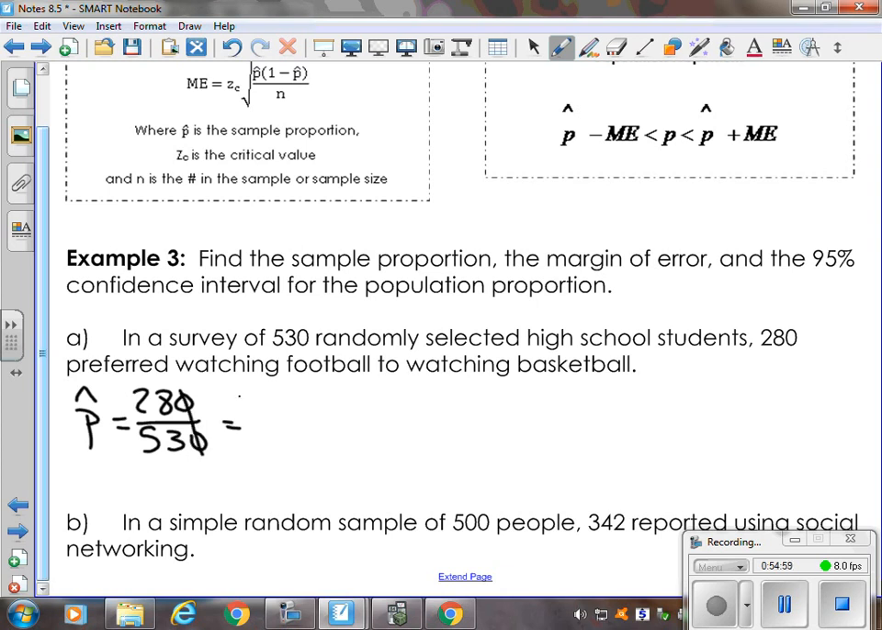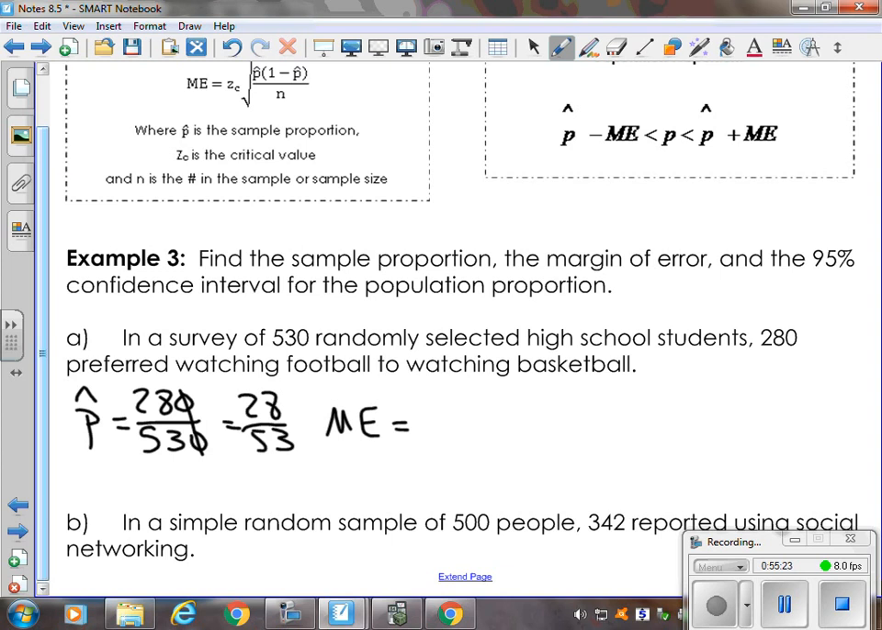So I'm just going to drop the zeros and say 28 over 53 because it's probably not a decent decimal. Now, to do your margin of error, and again, if you want to divide that out and get a decimal, you could store it in a letter. I'm not going to do that, but that's another way of doing it.